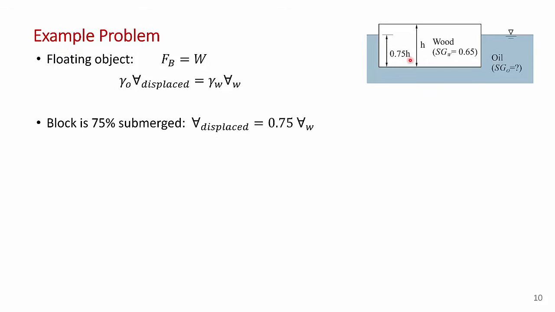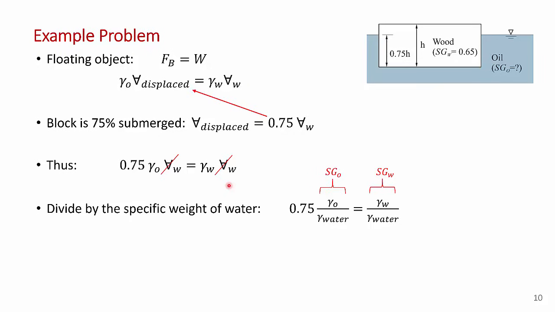And you're told in the problem that the wood block floats with 75% of its volume submerged. So the displaced volume is equal to 0.75 of the total volume. We can make the substitution in here for the displaced volume equaling 0.75 of the total volume, and we get this expression.